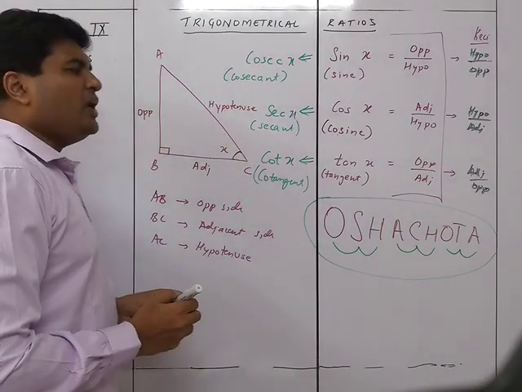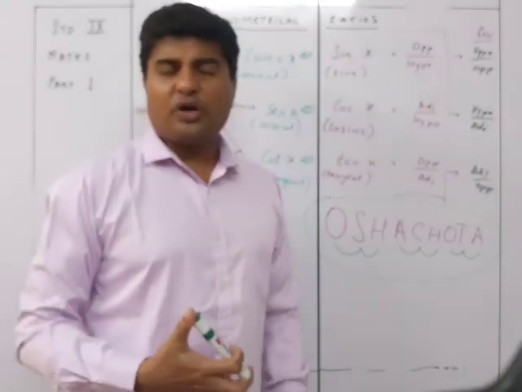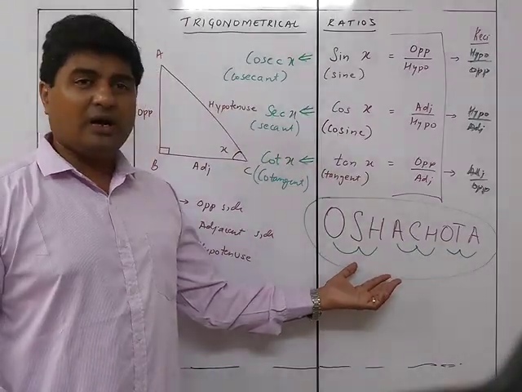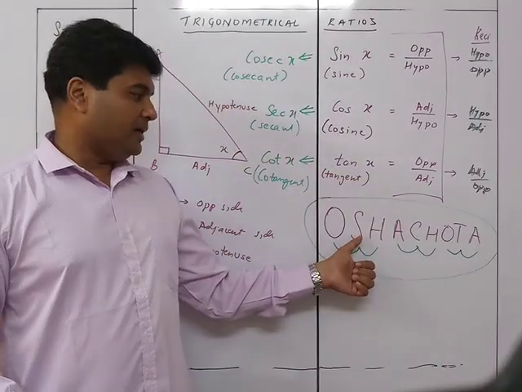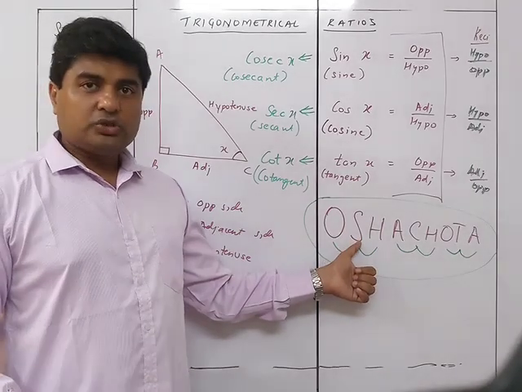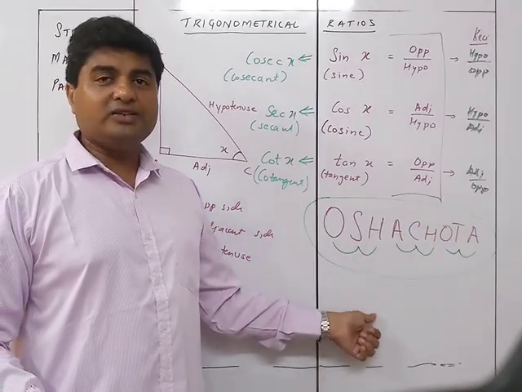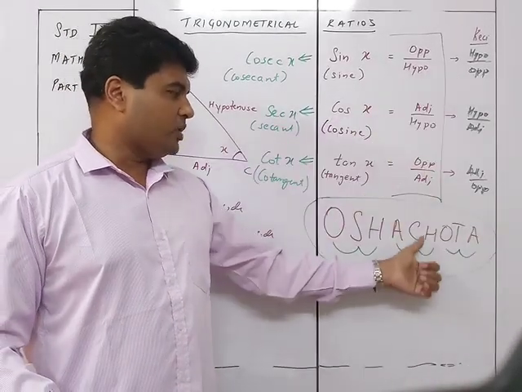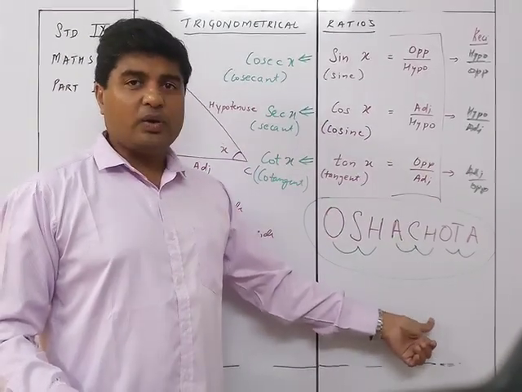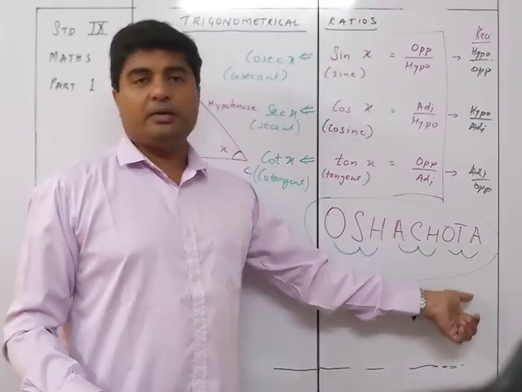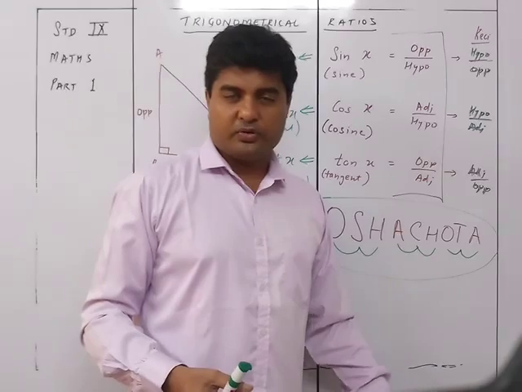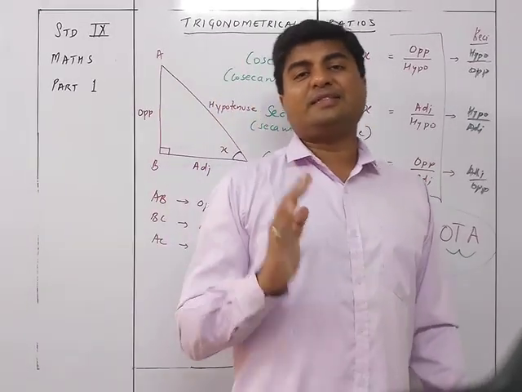Got it? You need not learn this part at all because this is just very easy to understand. If you remember Osha Chota, then you just need to remember that agar ye C S hai, to next wala C se chalu hone wala hai, that is cosec. Cosec will be H upon O, sec will be H upon A, and this will be T, that is cot will be adjacent upon opposite. So these are the reciprocal ratios.